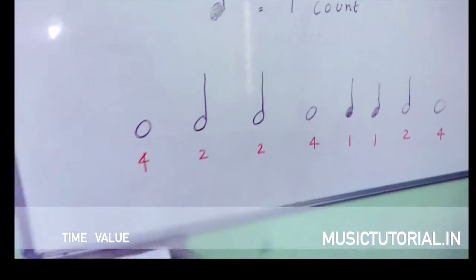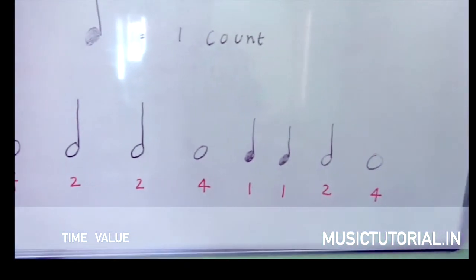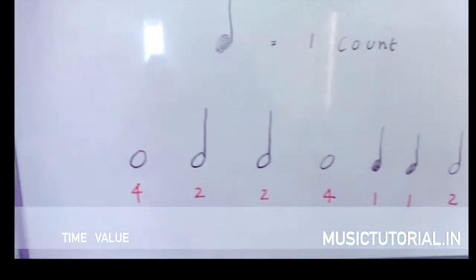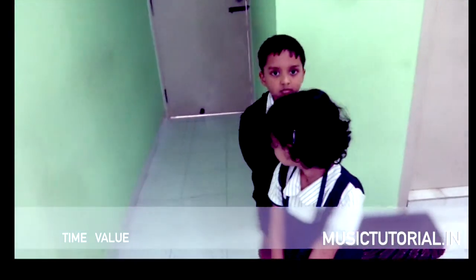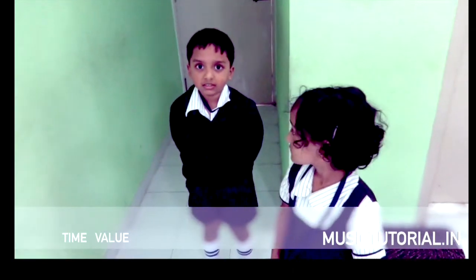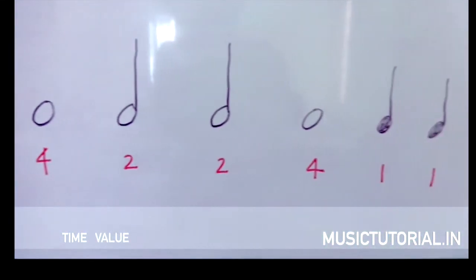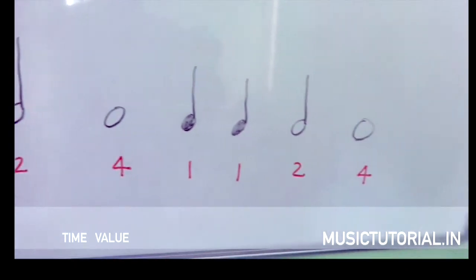Okay, now this is a sample rhythm that I want the kids to clap for. Okay, now this is how we clap it. Caleb and Prarthana, can you clap for this? Yes, of course. Wow, that's good. Let's do it. I'll just show this to you. It's 4 counts, 2 counts, 2 counts, 4, 1, 1, 2, 4.